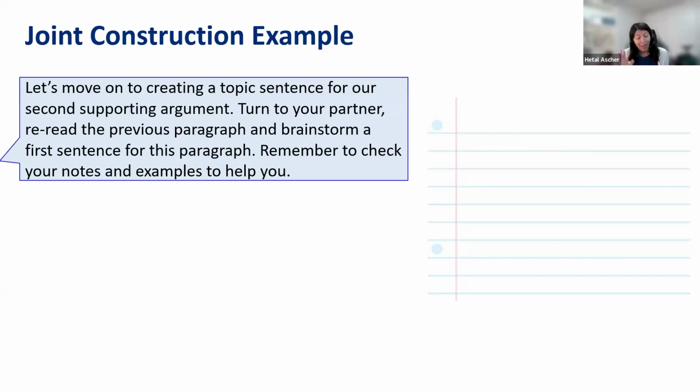So now you're imagining that I already have been teaching this for a little while. All right. So I might say, all right, class, let's move on to creating a topic sentence for our second supporting argument. So I'd like you now to turn to your partner, reread the previous paragraph, and brainstorm a first sentence for this paragraph. Remember to check your notes and examples to help you.